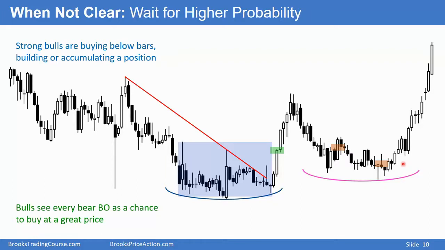When the market has a rounded bottom, in the old days, 50 years ago, 100 years ago, traders would call this an accumulation area. And the same with this. Traders buying below bars, starting to build a position, betting the breakout will fail, buying below these lows, betting that the bear breakout attempts will fail. The bulls look at all of these attempts by the bears to resume the bear trend as a great chance to buy at a great price.